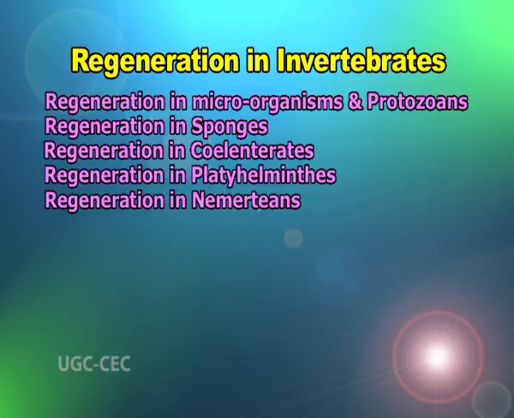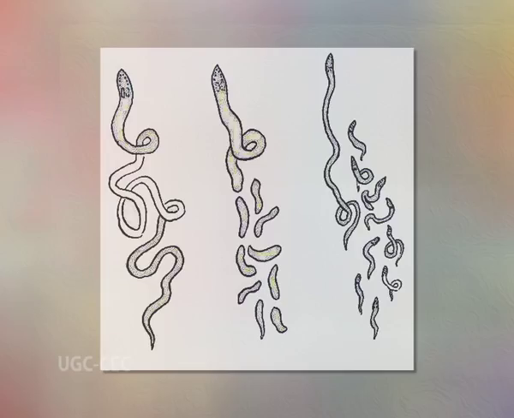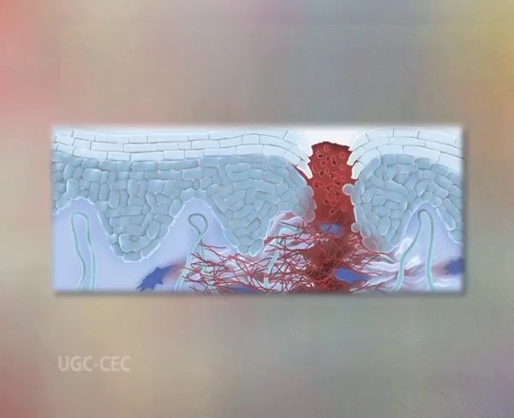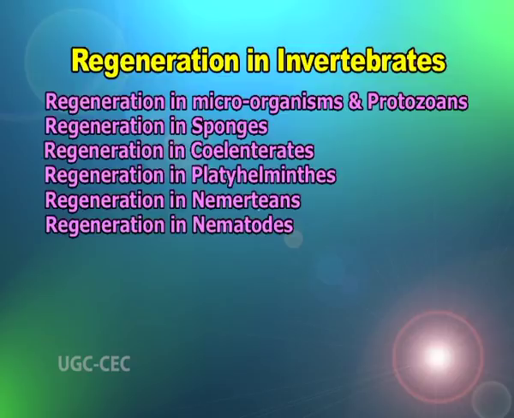Regeneration in Nemerteans. These animals possess maximum regenerating ability and a complete worm can be formed starting from a very small fragment. Regeneration in nematodes. The regenerating ability is very low, in which only closure of superficial wound is possible by high degree of cell differentiation up to fixed limit of number of cells.